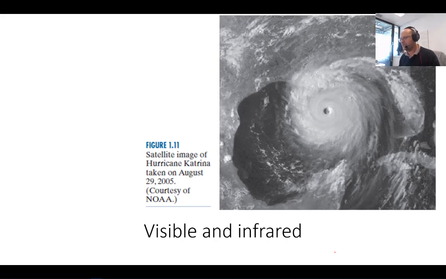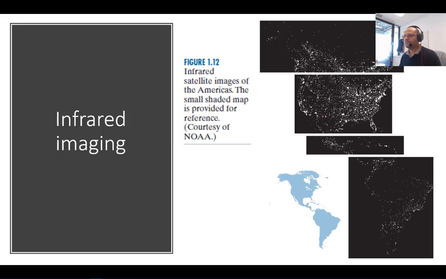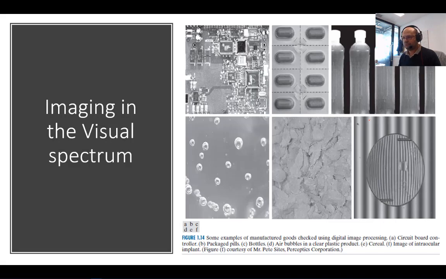Also, you can use visible and infrared for identifying and classifying all sorts of weather phenomena. Infrared imaging. These are nice satellite images of the Americas. So we can see the very well populated areas here in the US. They are well brightened up by infrared.